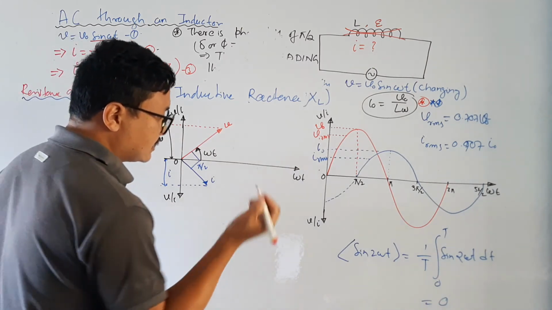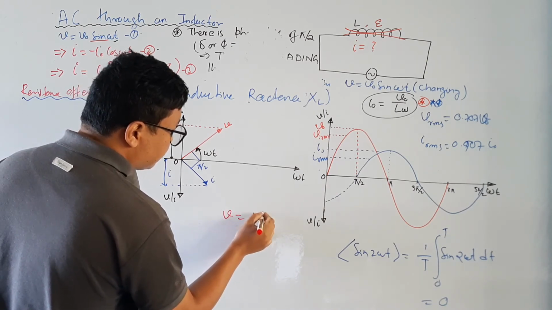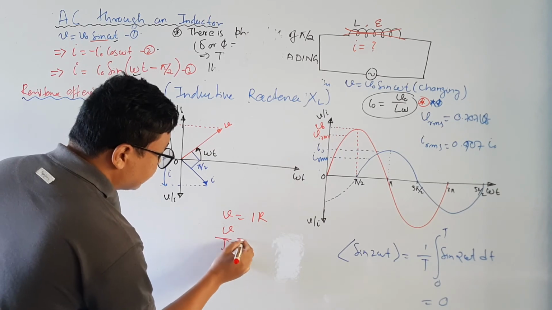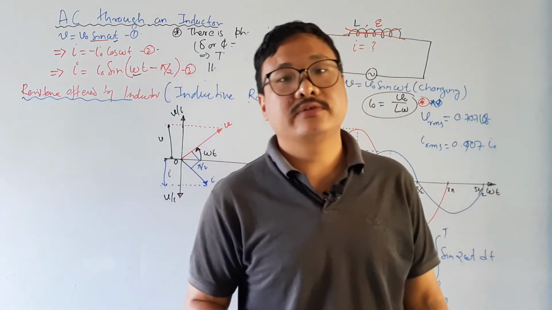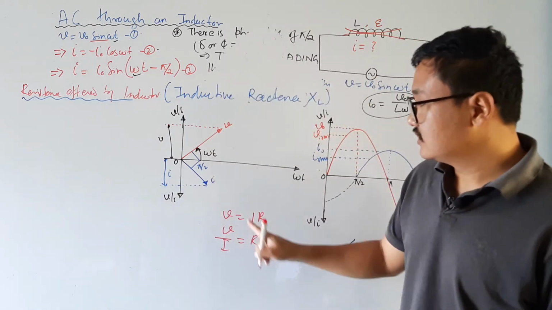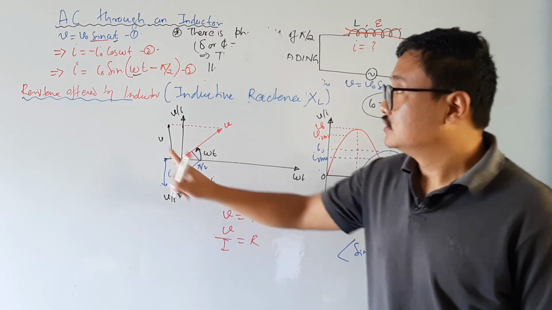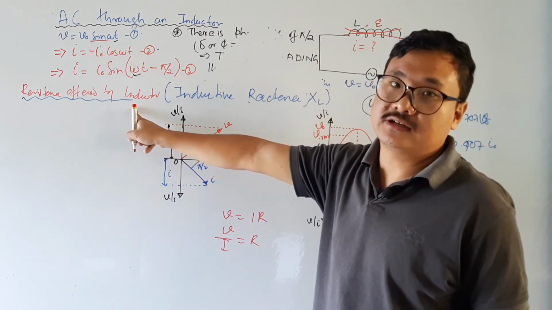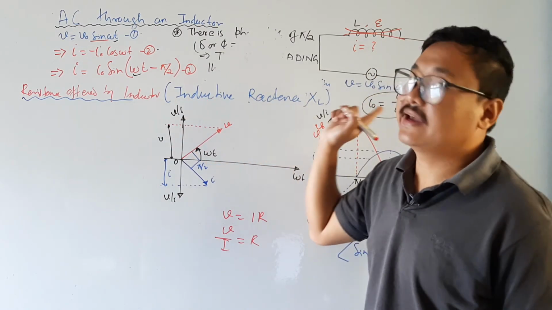So what is resistance? From Ohm's law we have understood that V is equal to IR, and what is R? V divided by I is equal to R. For all time, the resistance offered by any electrical element is V by I, isn't it? Resistance is always V by I. So I am now studying the resistance offered by the inductor, which is also called inductive reactance, denoted by XL.